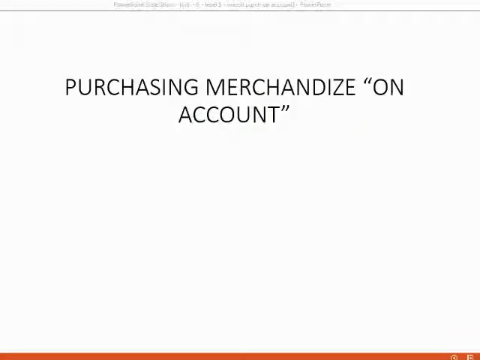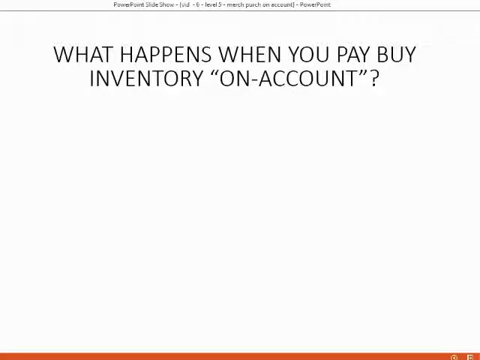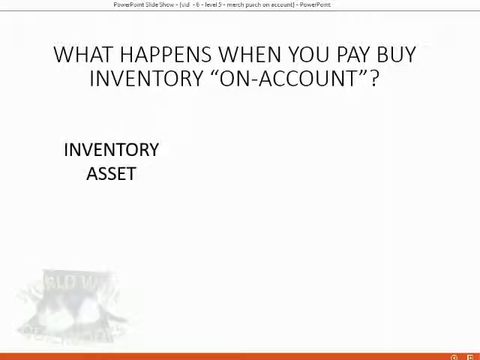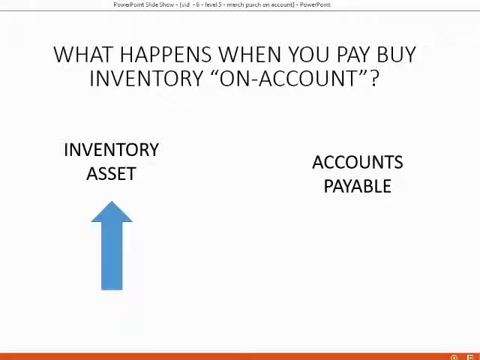Recording a merchandise purchase where you will pay the vendor later should be very easy for you at this point. What happens when you buy inventory on account and receive the merchandise and promise to pay in the future? Well, if you received merchandise, the inventory asset in your chart of accounts will increase. You also owe money because you received merchandise and did not pay for it, therefore your accounts payable will also increase, the same way as when you purchase services from Con Edison or Verizon.